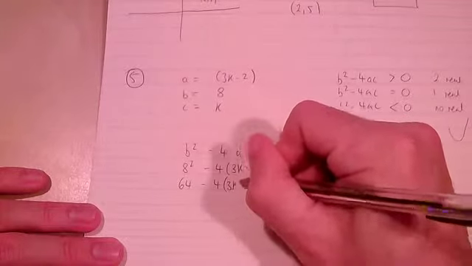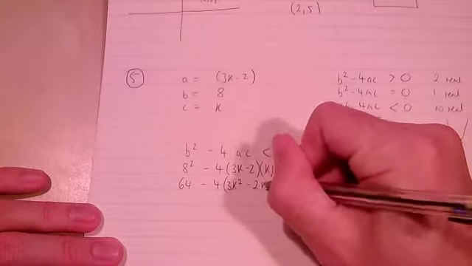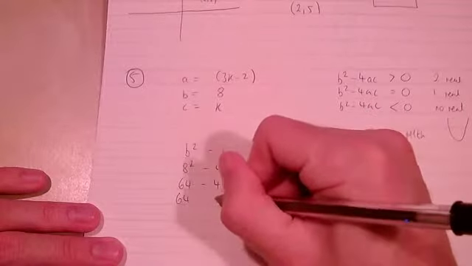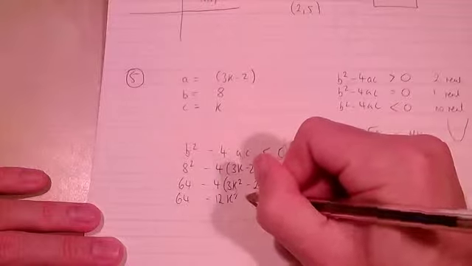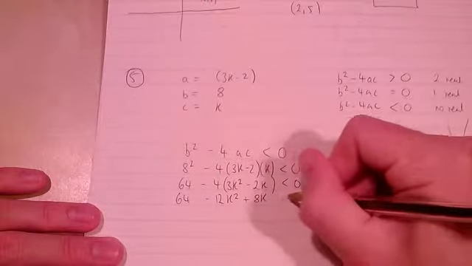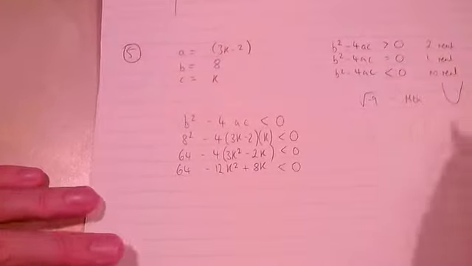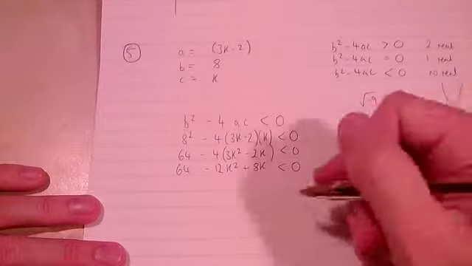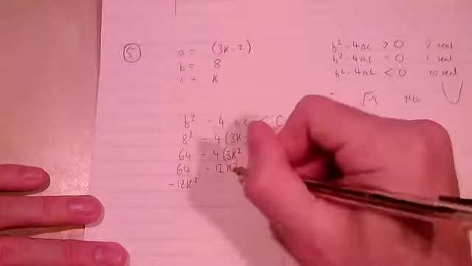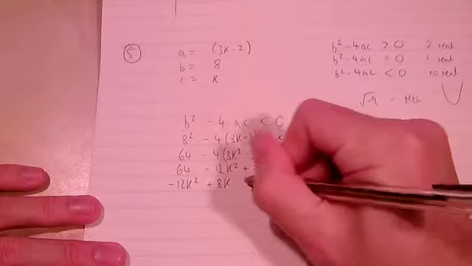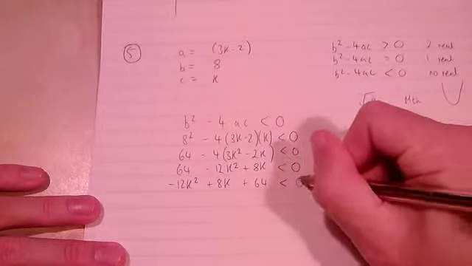So I'm going to get 3k squared minus 2k. And now I'm going to expand. So I'm going to get minus 12k squared. Minus 4 times minus 2, though, is plus 8k. So be careful of that as well. I'm now going to write it in the form of ax squared plus bx plus c, but this time I've got k's. So I've got minus 12k squared plus 8k plus 64 is greater than 0.